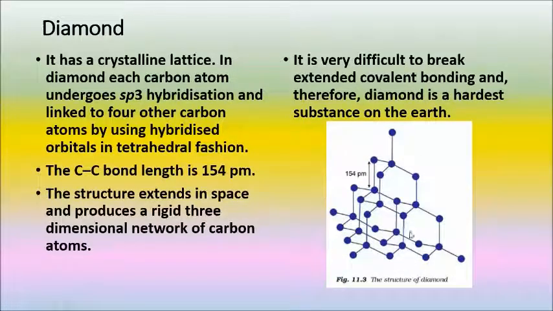Let's see the diagram, or the structure, of a diamond. You can see here the spheres. Dark spheres represent the carbon atoms. And if you take one of the carbon atoms, it is linked with four more carbon atoms. Each carbon atom is sp3 hybridized. So this structure is a three-dimensional network of carbon atoms.